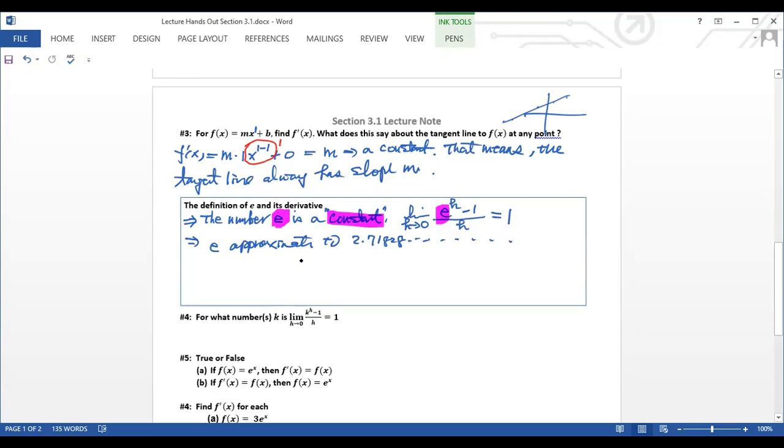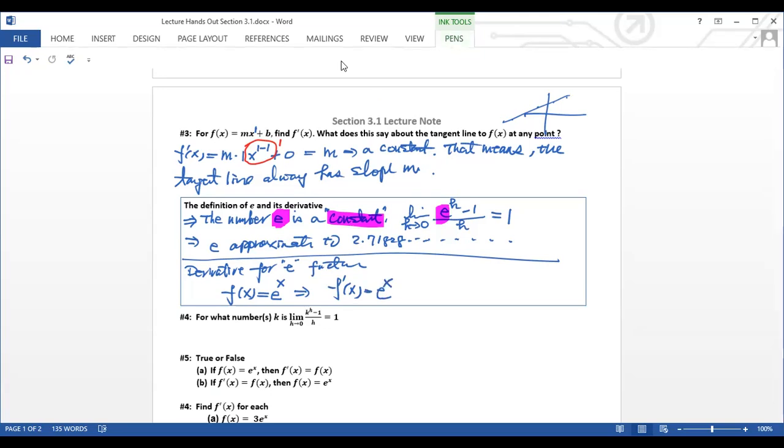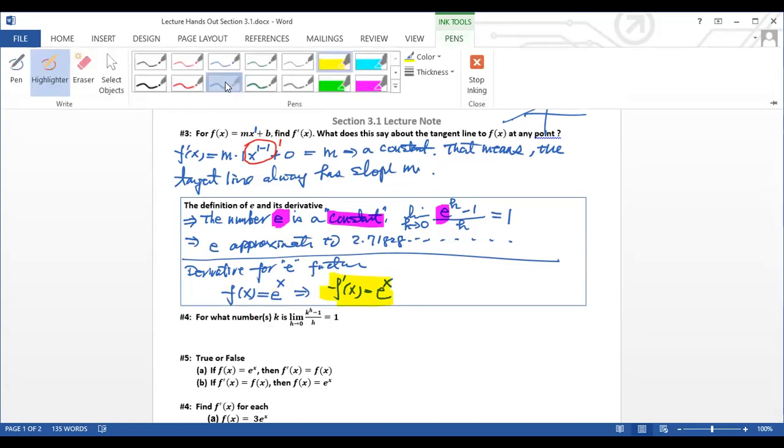Okay, so now in here, let's take a look. So what is the derivative of the exponential function? This is very good. So if f of x equals e to the x, then the derivative is always equal to itself. This is one of my favorite functions because the derivative is equal to the original function.